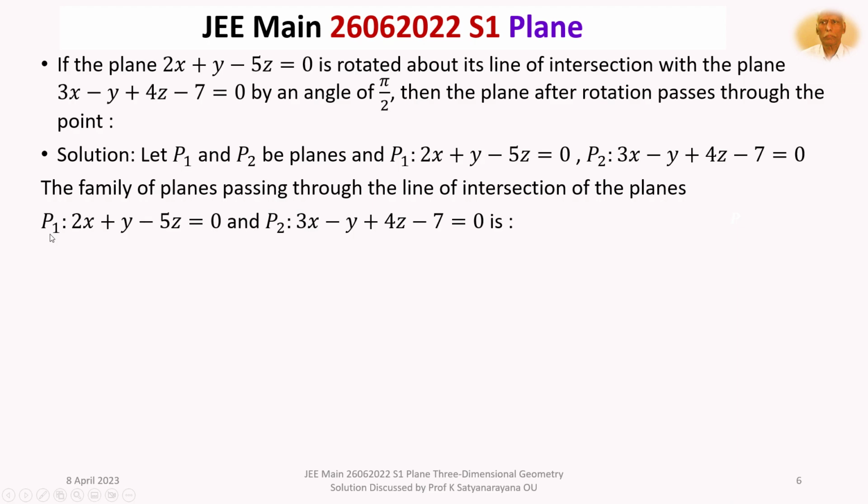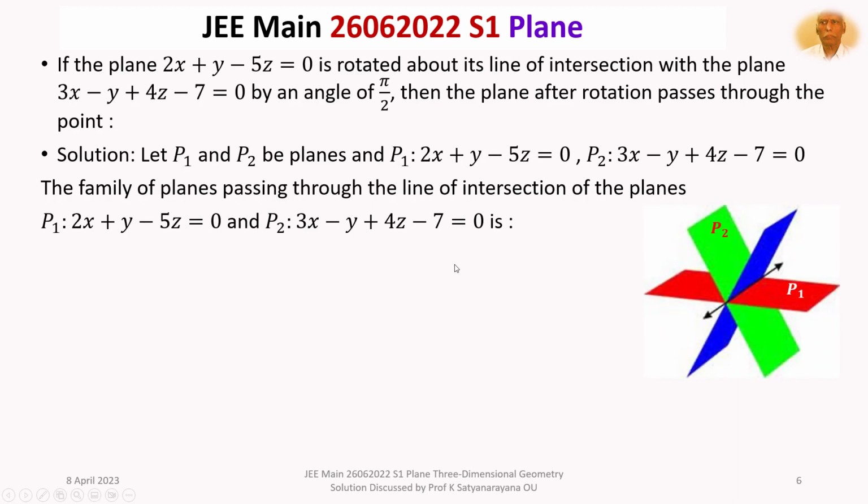This is the illustration. The red one is P1 and the green one is P2. They are intersecting, and this is the line of intersection. Through the line of intersection, there will be many planes passing through it, and one of them is shown in blue. That family is given by P1 plus lambda times P2 is equal to 0.